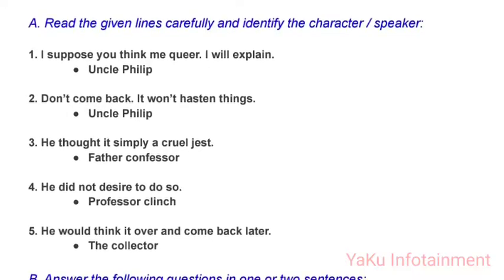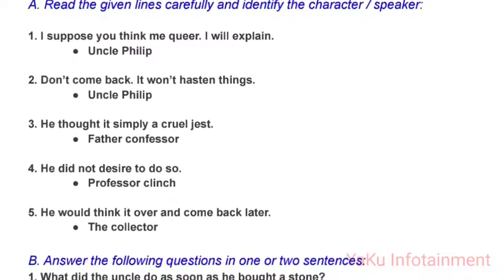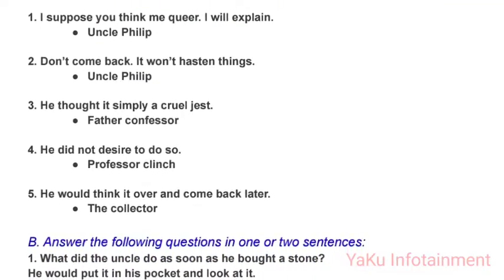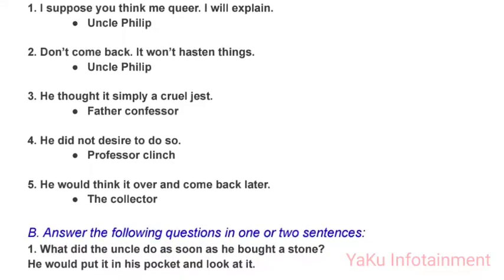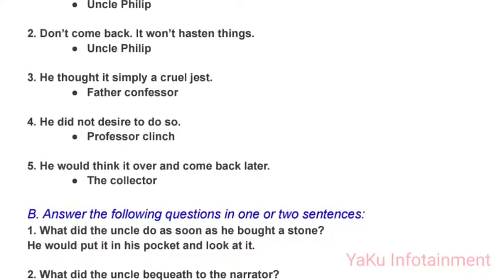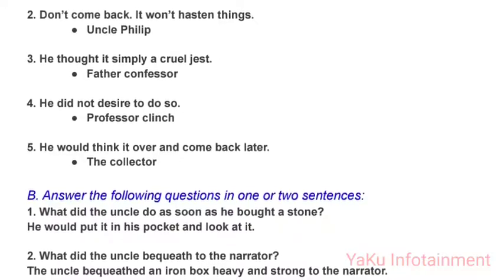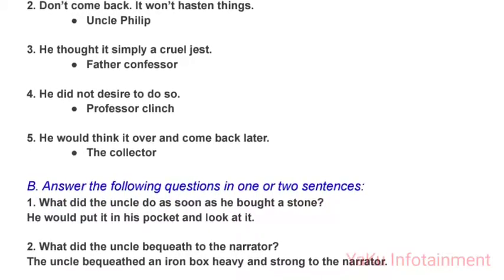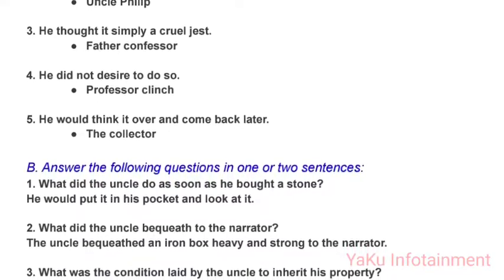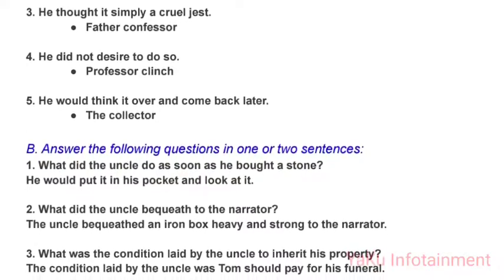A. Read the given lines carefully and identify the character. 1. I suppose you think me queer. I will explain. Uncle Philip. 2. Don't come back. It won't hasten things. Uncle Philip. 3. He thought it simply a cruel jest. Father Confessor. 4. He did not desire to do so. Professor Clinch. 5. He would think it over and come back later. The Collector.